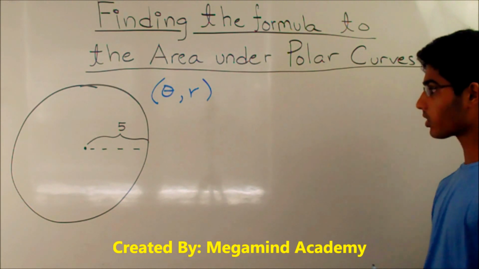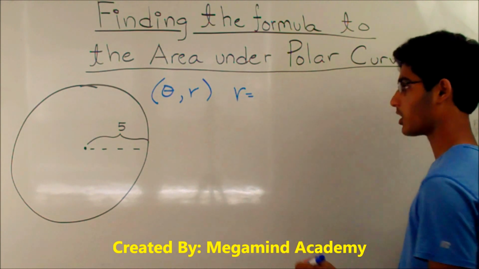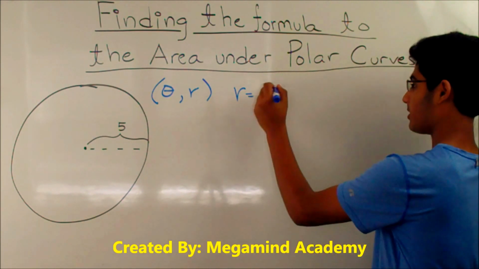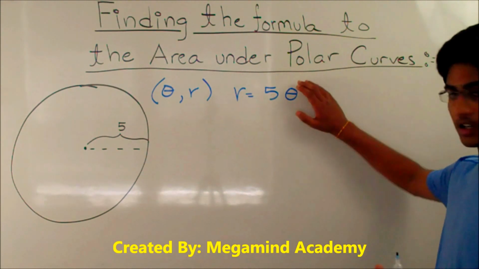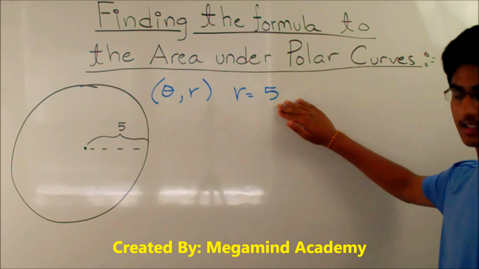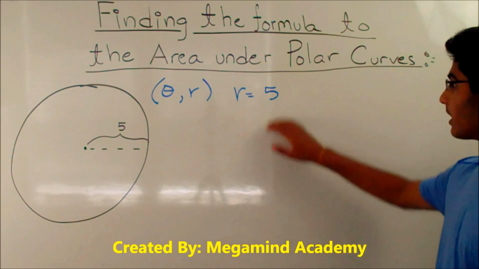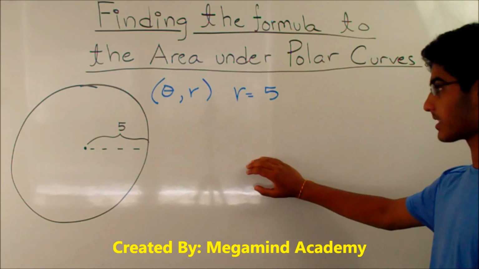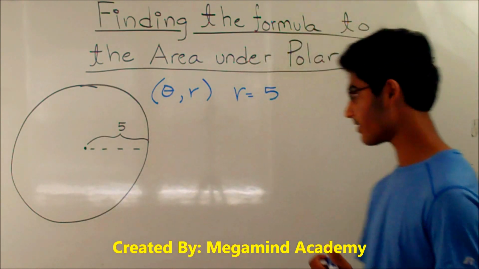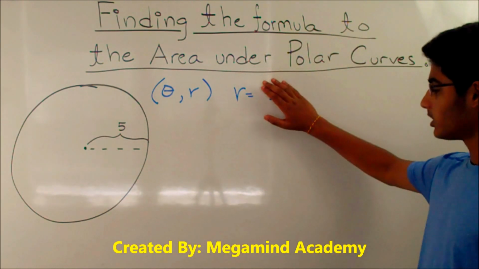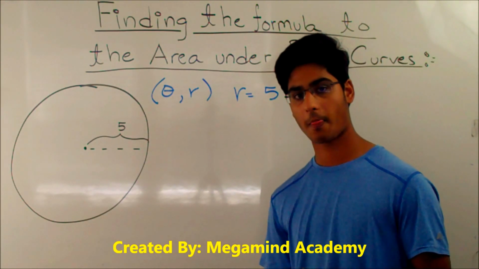Polar curves are written with r equal to some function in terms of theta. It could be r is equal to 5 theta, but we don't need to have theta there. So r is equal to 5. That's similar to x is equal to 5, but x is equal to 5 would be a line. In our case, r is equal to a constant makes a circle. In this case, r is equal to 5 makes this circle here with radius 5. In this video we're going to use this as our basic example.